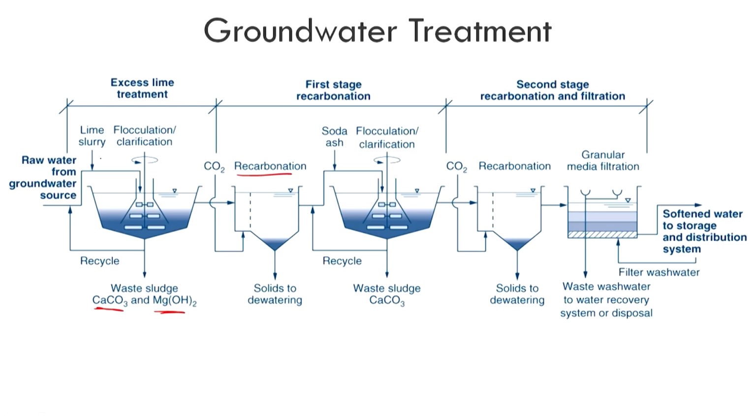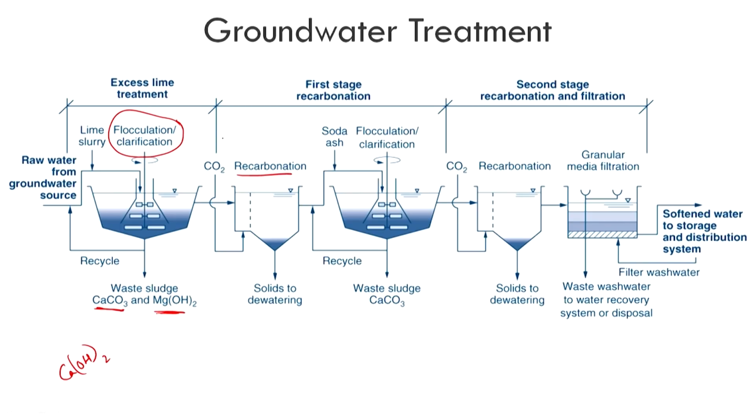You are adding lime, Ca(OH)2, to increase the pH, and then precipitate out calcium carbonate and magnesium hydroxide. You have to increase the pH, and again, after precipitation, you let the flocs form, coagulation or flocculation, and then clarification or sedimentation, right.